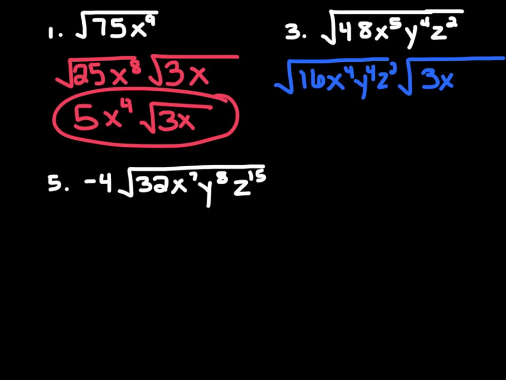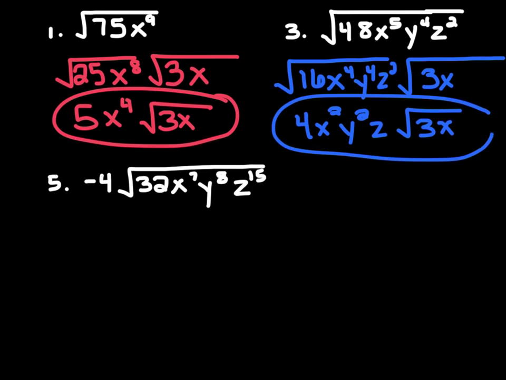Okay, so the square root of 16 is 4. The square root of x to the 4th is x squared. Remember, you divide the exponent by 2. The square root of y to the 4th is y squared, and the square root of z squared is just z. And from here we can bring down our radical 3x, what's left over. So there's our answer.